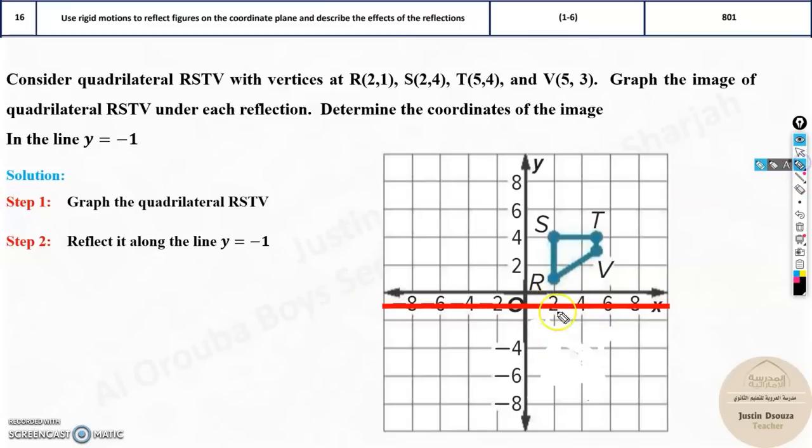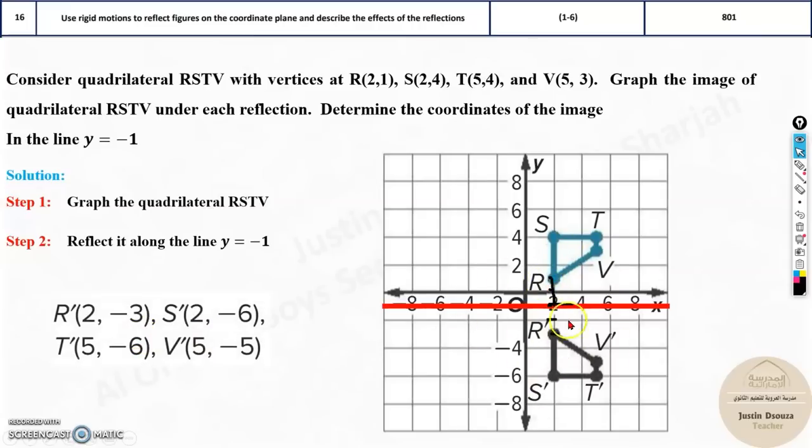Now you can count from this line to R. It's 1, 2, 2 units apart. So it should be 1, 2 somewhere over here. So if you draw the reflected figure, it'll be written as R dash. It's 2 units. Same thing with V, T, and S. You need to have the same distance apart, and you can figure out the coordinates.